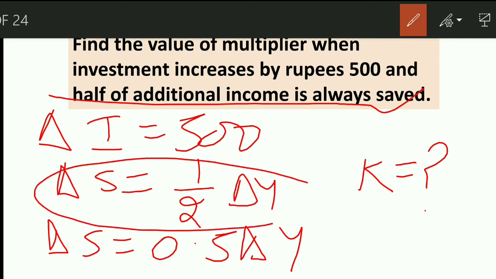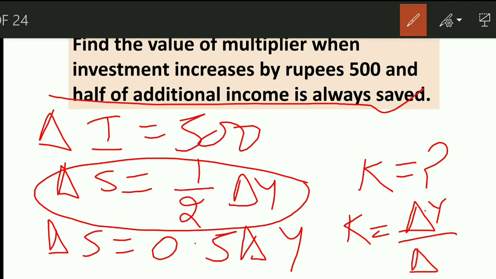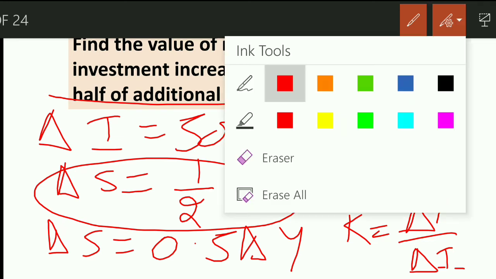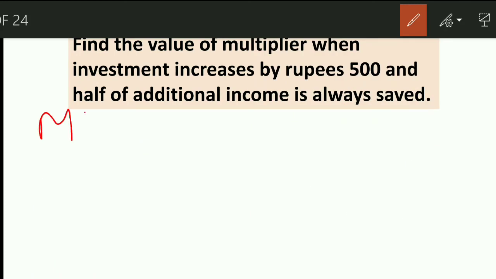All right, so from this you can find the value of change in income, isn't it? So one thing is clear to you. You know that K is equal to delta change in income due to change in investment, delta Y upon delta I, and also K is equal to 1 upon MPS, and MPS is equal to delta S upon delta Y. Alright? So let's do it.